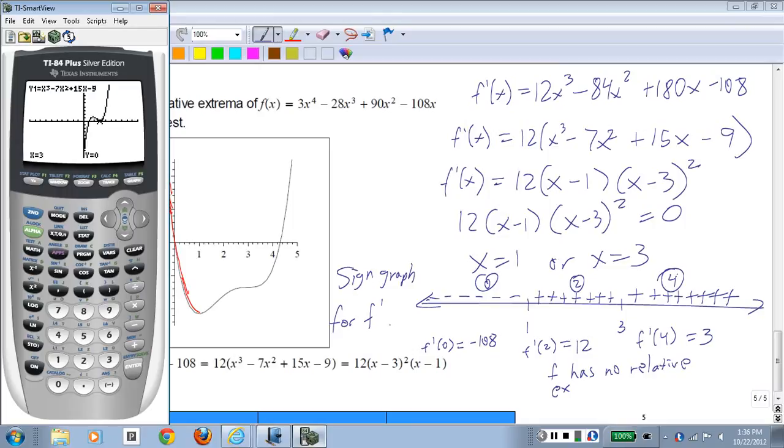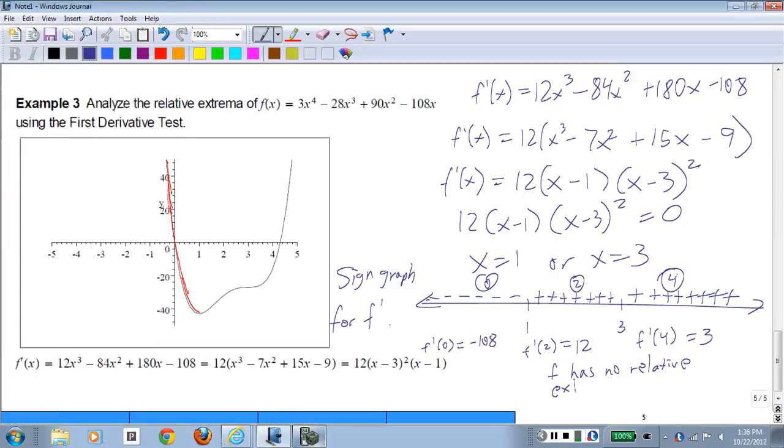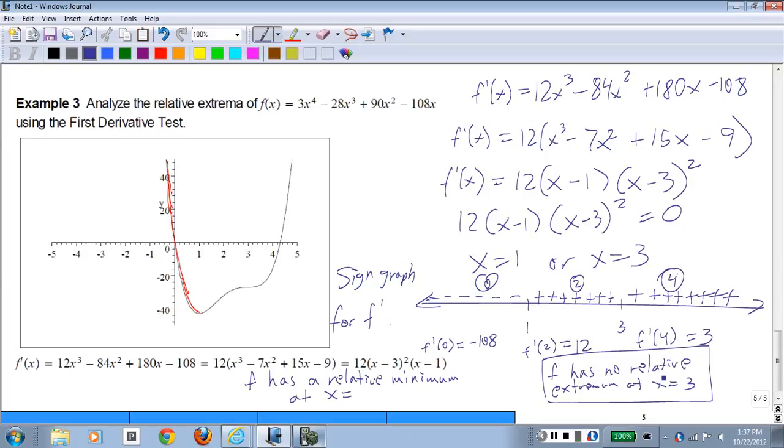When that multiplicity is even, it'll just touch the graph, and so the first derivative is not changing sign. Then, according to the first derivative test, it's not going to have a relative extremum there. So f has no relative extremum at x equals 3. But f does have a relative extremum. What kind of extremum? Decreasing into it, increasing out of it. f does have a relative minimum, turns out to be an absolute minimum, at x equals 1.